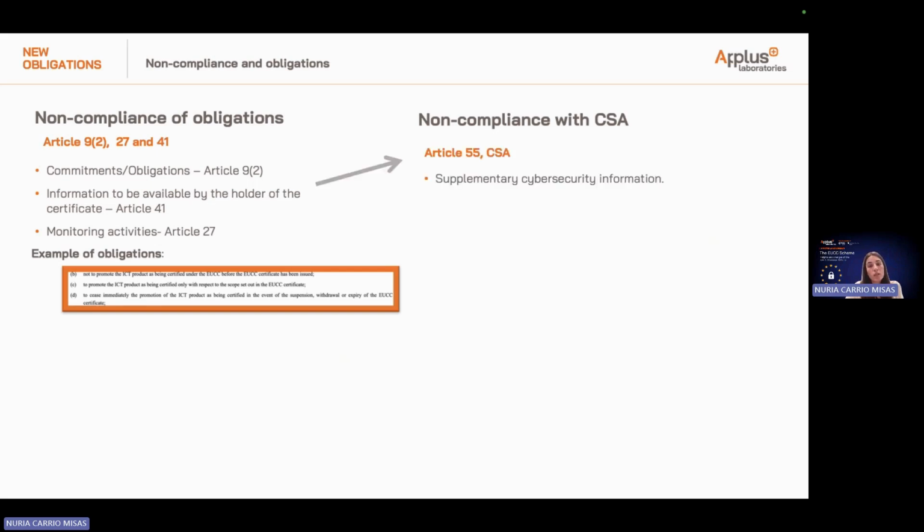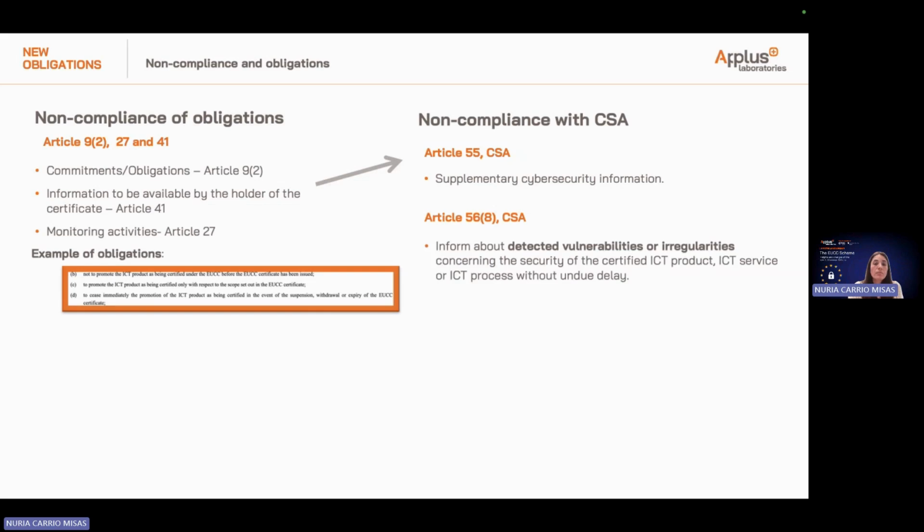So this is related to Article 55 of the CSA. Article 41 of the EUCC Implementing Act explains that you need to provide supplementary cybersecurity information. We will see later an example of what this article explains. Additionally, there is an obligation of informing about detected vulnerabilities or irregularities concerning the security of the certified ICT product. You will find it in Article 27 of the EUCC Implementing Act.